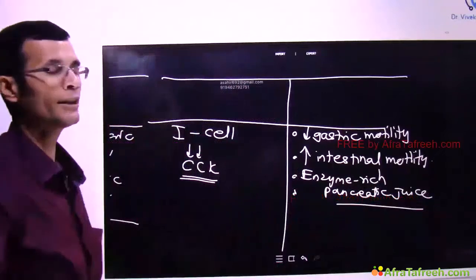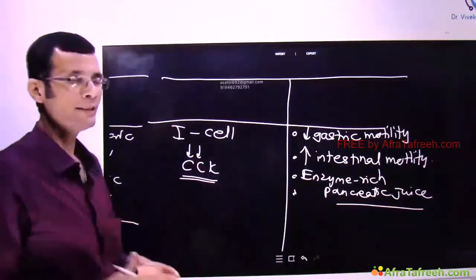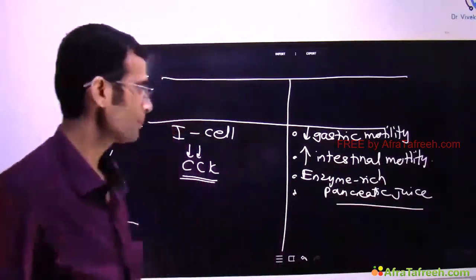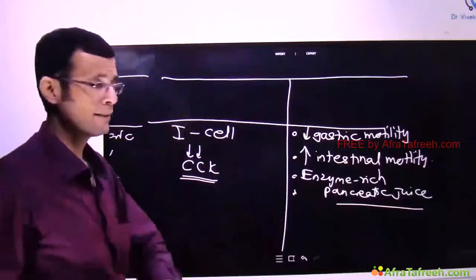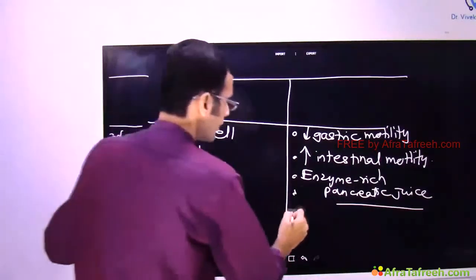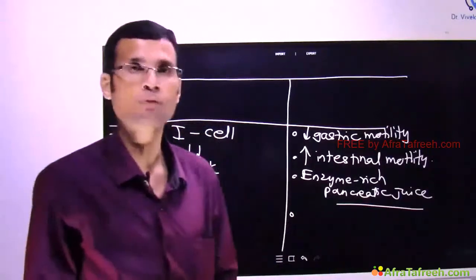Enzyme rich pancreatic juice is secreted under the influence of CCK. So CCK, its main role is in the digestion of the nutrients, and therefore enzyme rich pancreatic juice will be secreted in response to CCK. And the fourth is, CCK is an important component in fat digestion and absorption.